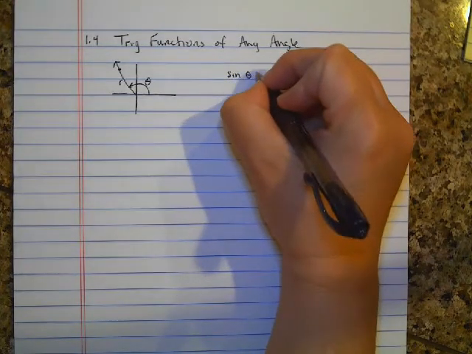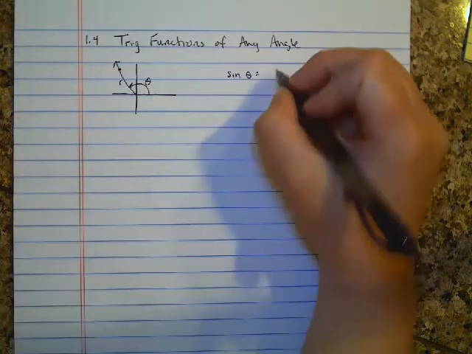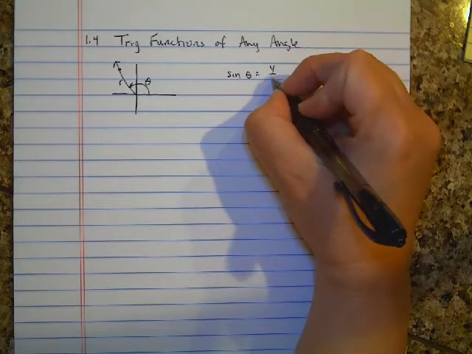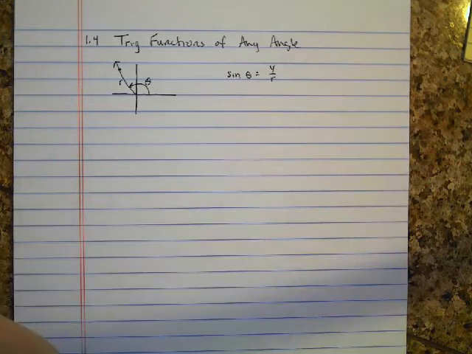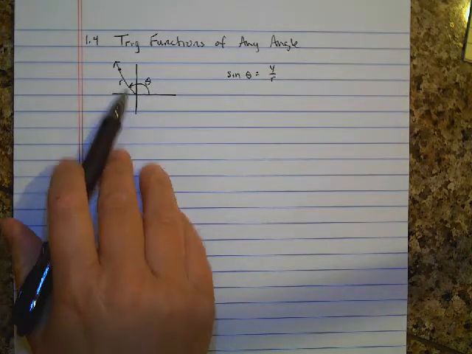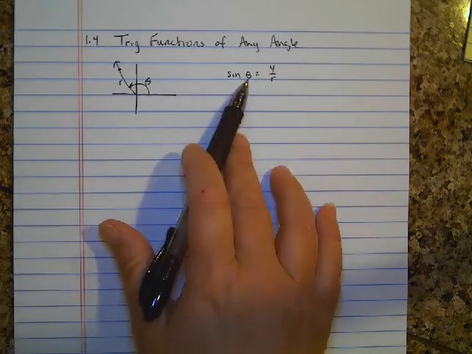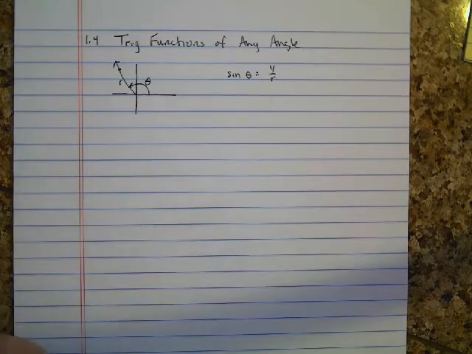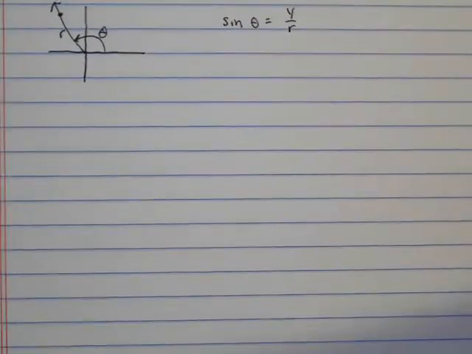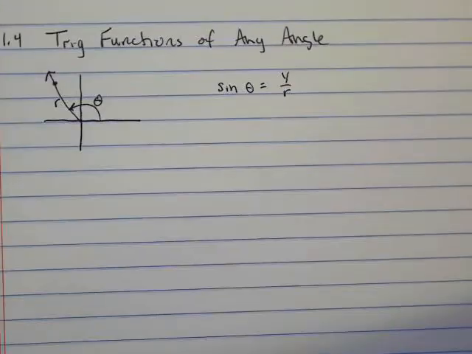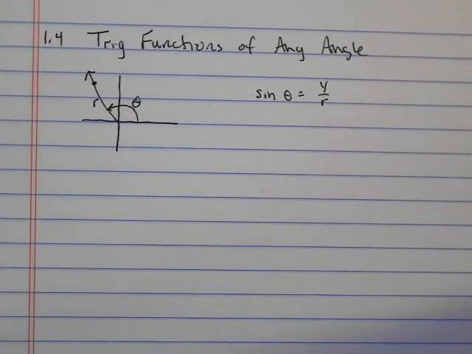Sine of theta is still going to be your y value over r. And if you'll remember on the unit circle, our radius was always 1. So that's why sine of theta was always just y. But now we're going to change this and talk about trig functions where the radius wouldn't necessarily be 1. It's not on the unit circle. So we have to take into account the radius on these.